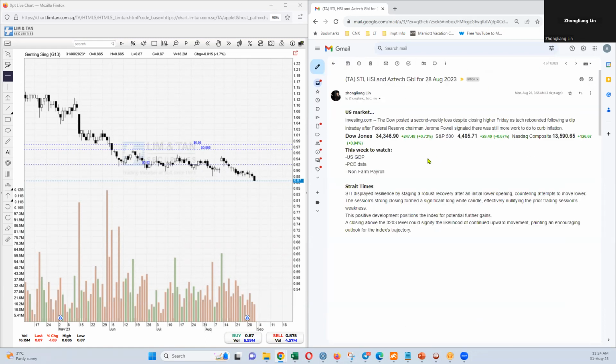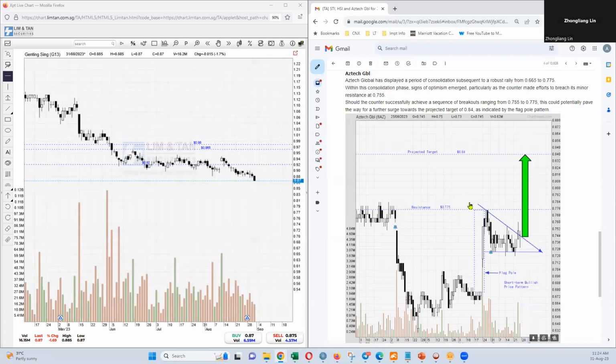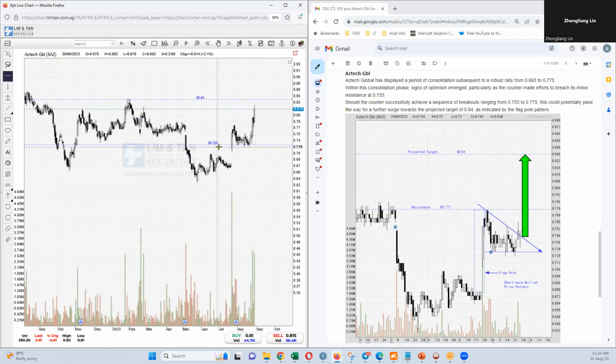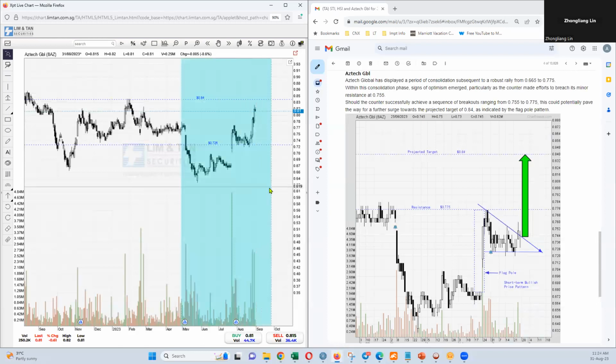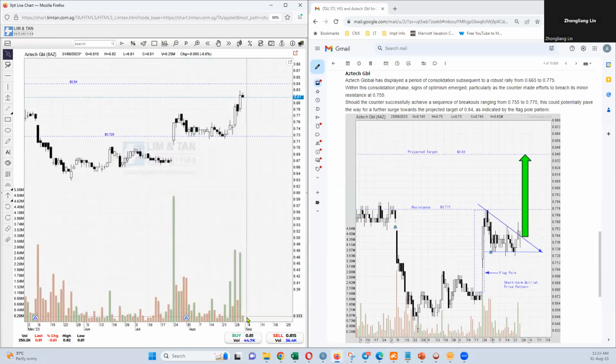Then we have Aztec Global in the email. We highlighted a short-term price pattern with a projected target of 84. So Aztec Global, we saw yesterday it traded as high as 82.5, a little bit short of 84. Today we see some pullback again, but the volume is not high, which is good. It means that the majority of the buyers are still in there, and let's see whether it can surpass 84 soon, and you can take a profit as well.